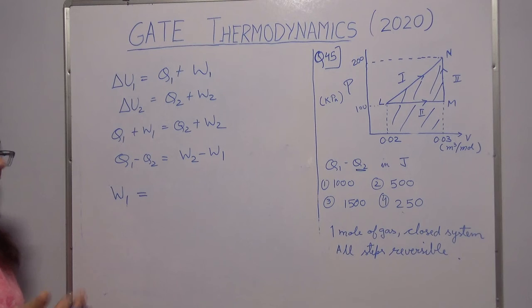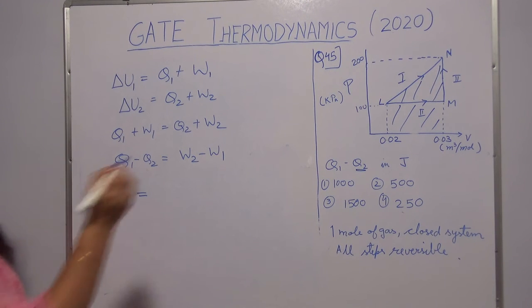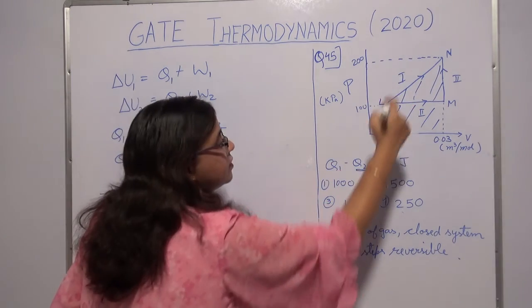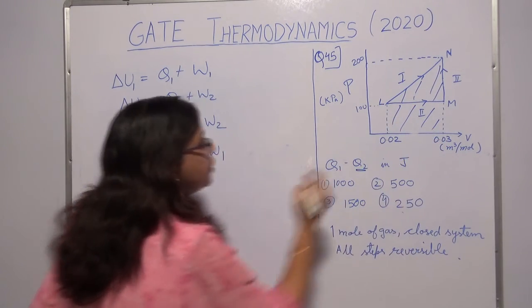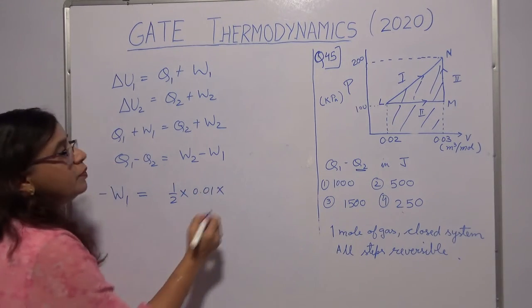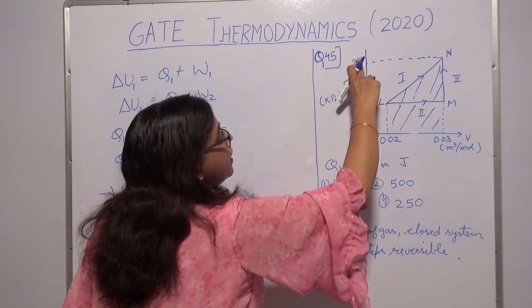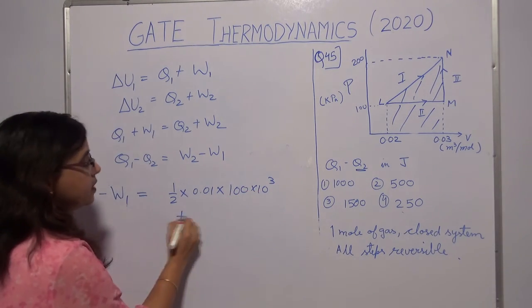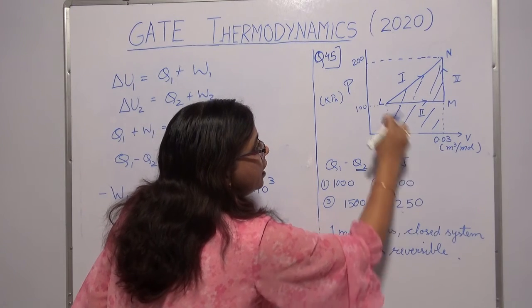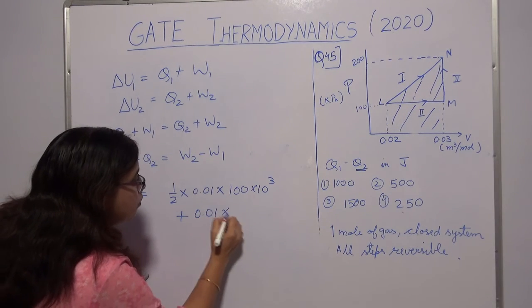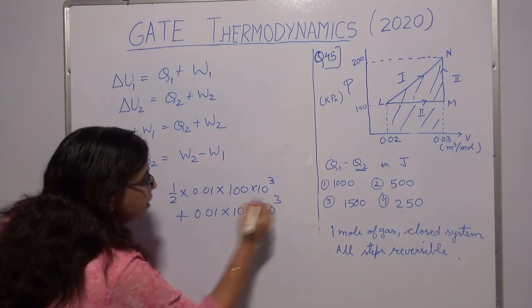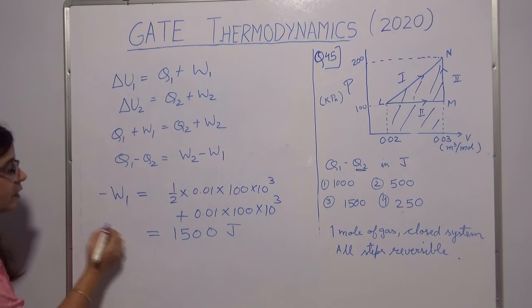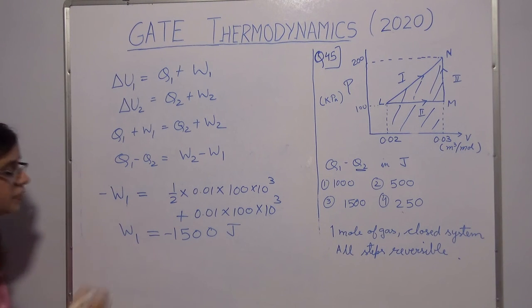But this is work done by the system, so I am going to write minus W1 over here, and let's calculate the area now. The area will be half into the base, which is 0.03 minus 0.02, so 0.01, into the height, 100 into 10 raised to 3, plus the area of this rectangle, 0.01 into 100, multiplied by 10 raised to 3 because it is in kilopascal. The total you get is 1500 joules. Since this is minus, W1 will be minus 1500.